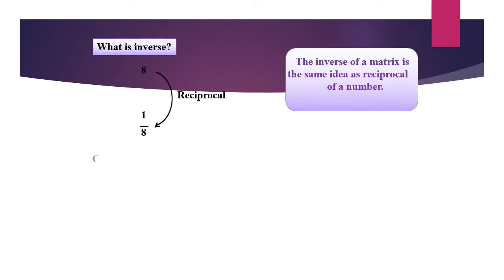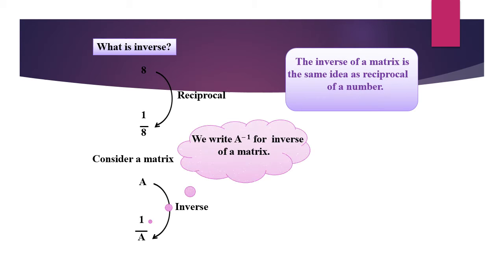Same idea we apply to a matrix A. So A can be written as 1 by A. We denote the inverse of the matrix as A to the power minus 1. So instead of writing 1 by A, we use the symbol A to the power minus 1 to denote the inverse of the matrix.